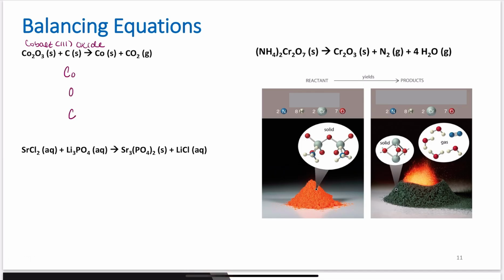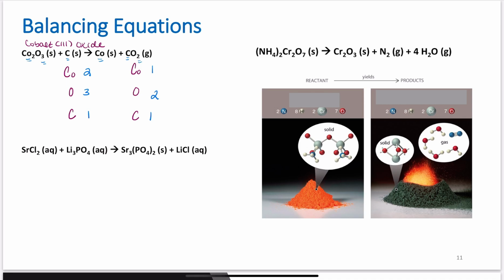As before, I'm going to write down the elements I have. I have Co, O, and C on each side of the reaction. By the law of conservation of mass, what goes in has to come back out. So at the start, I have two cobalts over here, three oxygens here, and one carbon here. When I look at the other side, I have one cobalt, one carbon, and two oxygens.